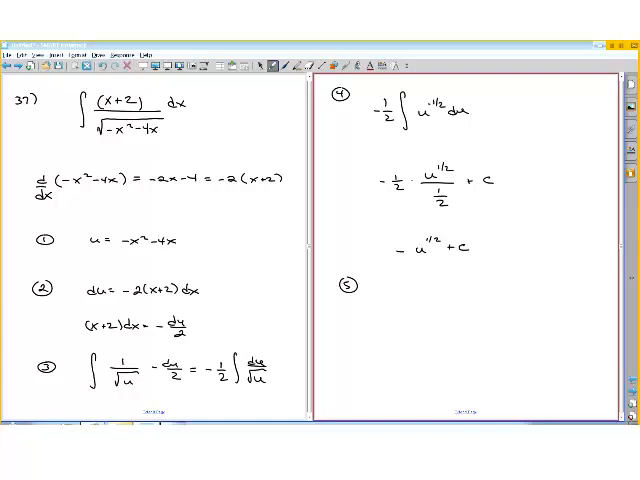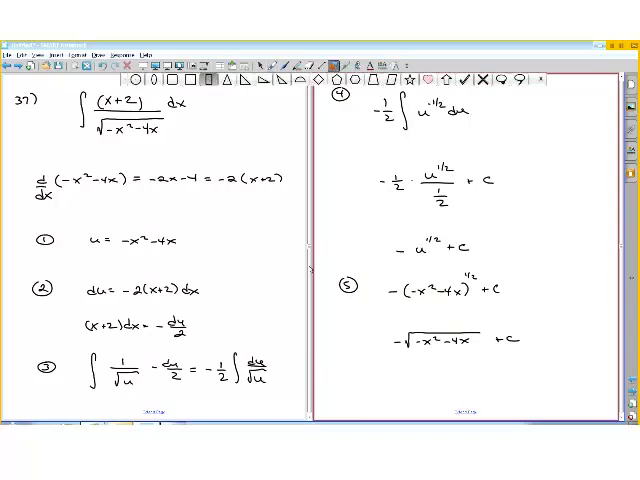And step 5 is then just plug, because it's an indefinite integral, we're going to plug u back in, so we get negative x squared minus 4x to the 1/2 plus c. And if we have an exponent of 1/2, we typically rewrite it as a square root. So we'll have negative the square root of negative x squared minus 4x plus c. And that should be the answer, which it is.